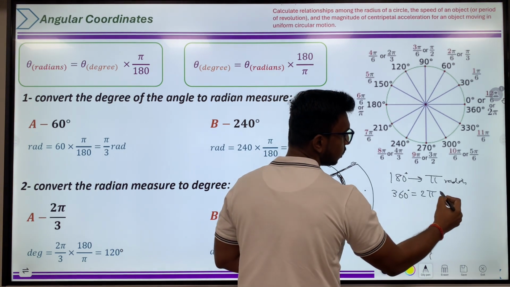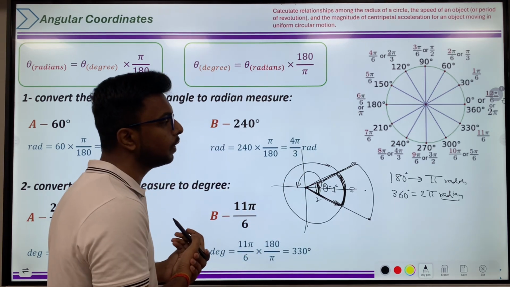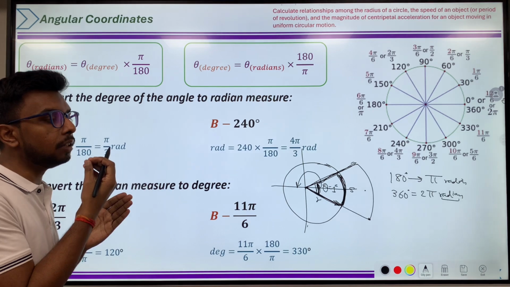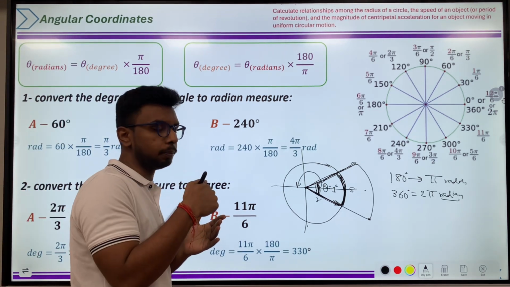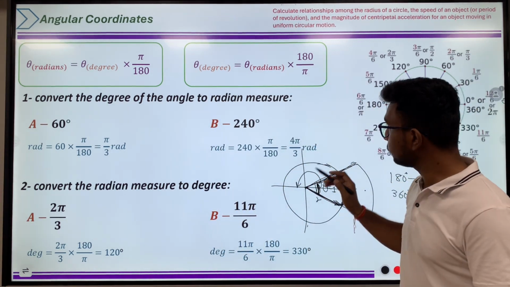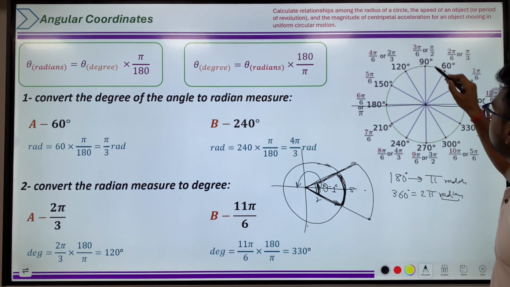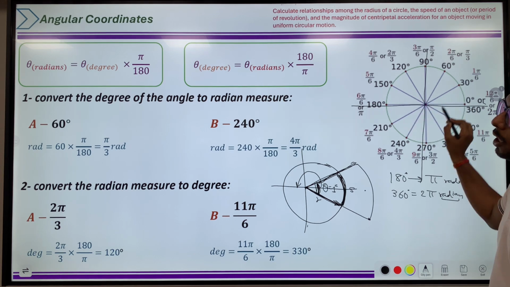360 degrees becomes 2 pi radians. You don't have to write radians every time. If I know some of the angles in radian measurement, it becomes easier for me to grasp the situation. For example, a circle can be divided into, here you can see, 1, 2, 3, basically 12 parts.